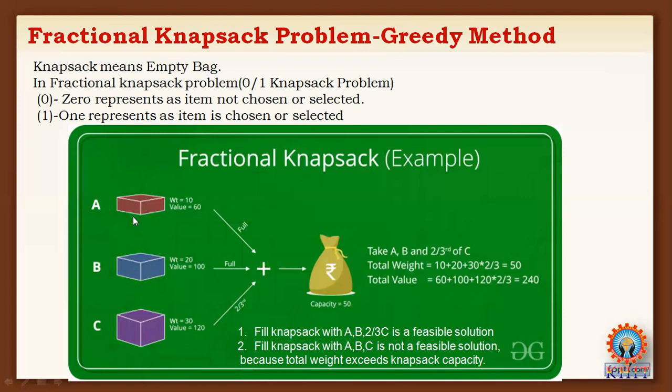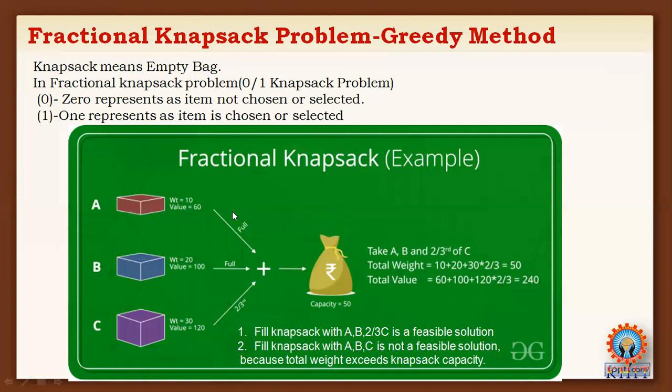When I place all three items in the bag, the total weight is 10 plus 20 plus 30, which is 60. I cannot accommodate a weight of 60 in the bag. Why? Because the capacity of the bag is 50. So the solution is not considered a feasible solution. It is a solution, but not a feasible one. So always ignore the infeasible solutions. And what is a feasible solution? You can fill the bag with A and B. This is possible. It is a suitable solution. If you fill the bag with A and B, two items, that is considered a feasible solution.